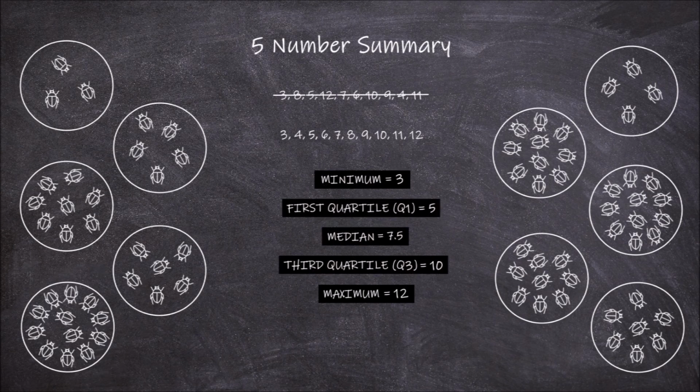The 5-number summary gives us a clear view of the range and distribution of our data. You can use it to quickly see that most of our beetle samples fall between 5 and 10 beetles with a minimum of 3 and a maximum of 12. This is a useful tool for summarizing and understanding the spread of any dataset.